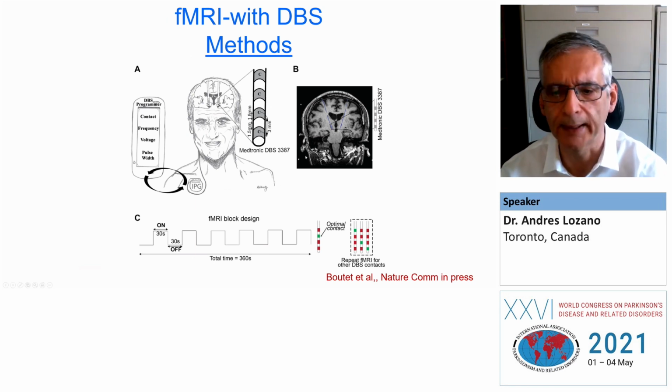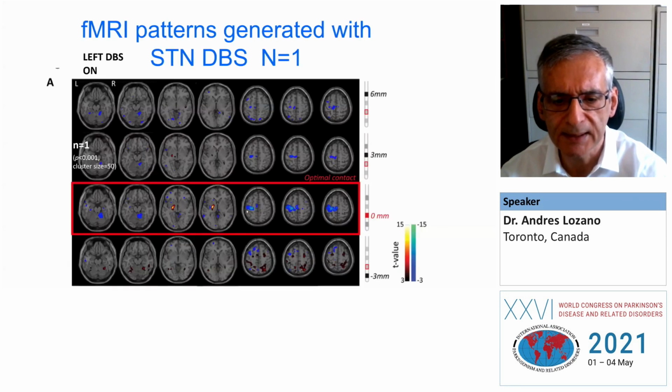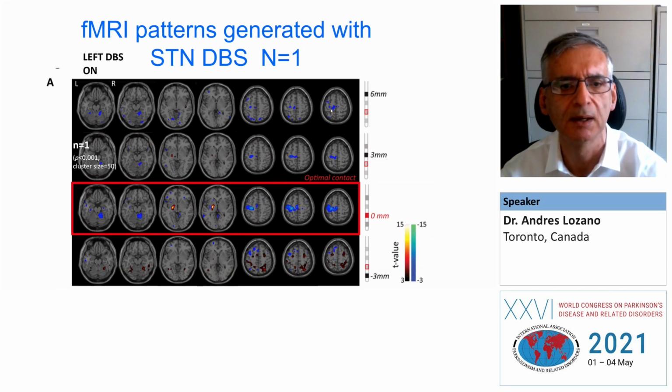This is what we find, and I'll draw your attention to this panel, which is labeled the optimal contact. We find a very striking deactivation of the primary motor cortex, seen here in blue, at the optimal settings. We also see some activation at the site of stimulation, seen here in red. If one moves from this optimal contact to the adjacent contact, we see the same pattern, but the magnitude of the change of the signal is decreased. And if one moves to a distant contact 6 millimeters away, the pattern is even less prominent.